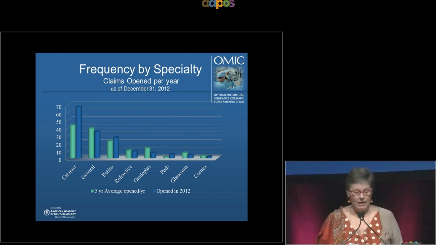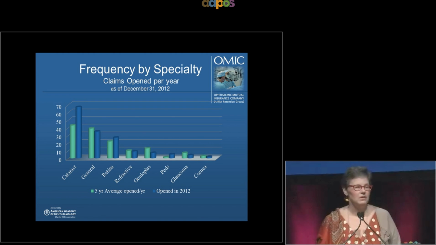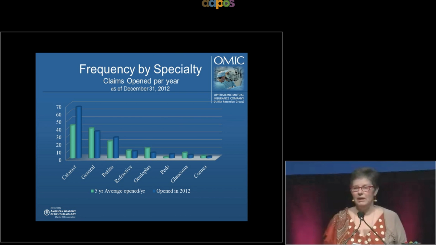Comprehensive ophthalmology, retina, but you see way down the line is pediatrics. So this is frequency. How many claims are filed? But what we talked about that's so different about pediatric ophthalmology and strabismus is something in the business we called severity. So how many of the cases that are brought out do we have to pay to close them?